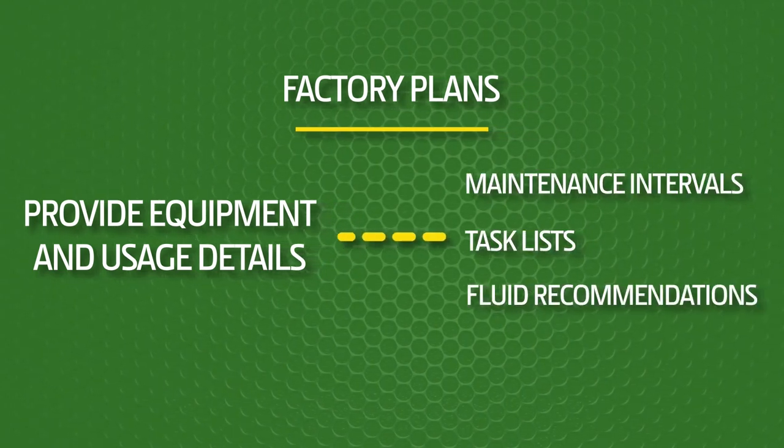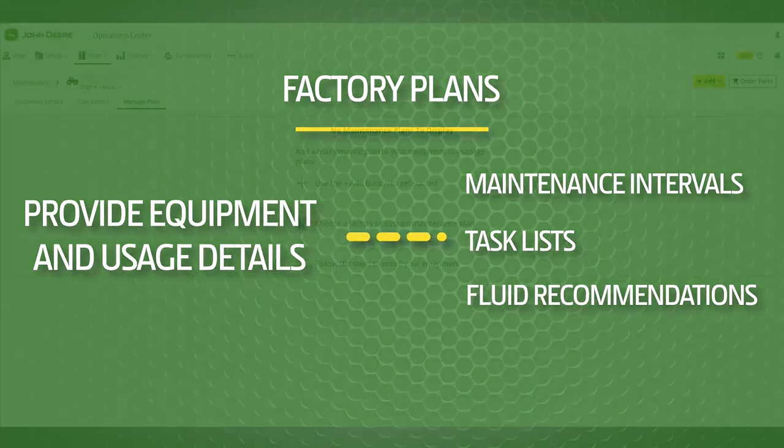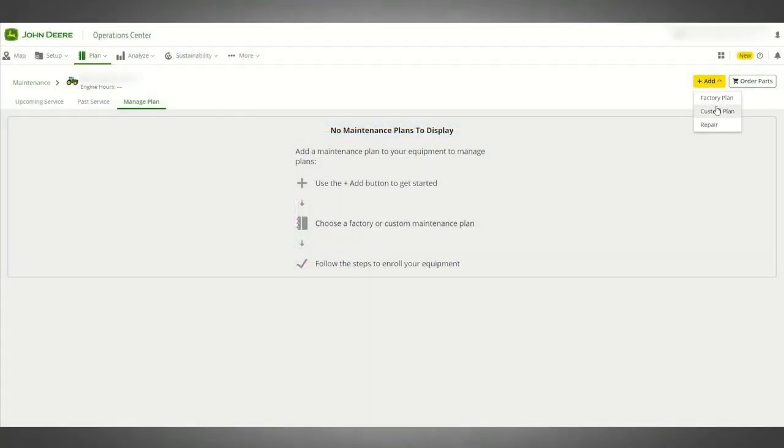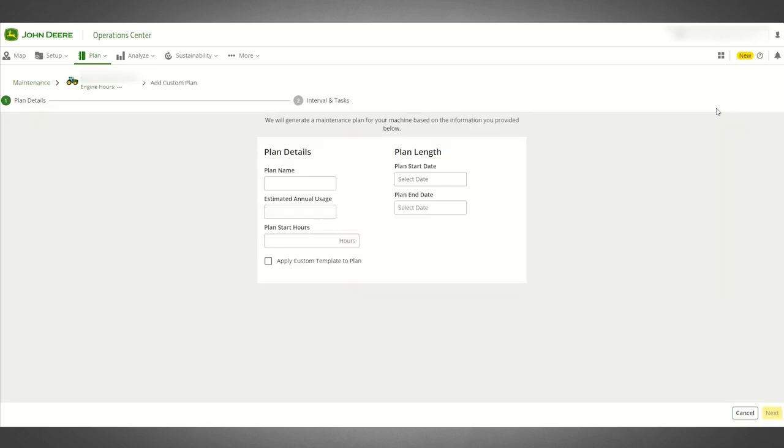Custom maintenance plans are also available, and these plans enable you to create your own maintenance intervals and task lists for any equipment that you rent or own, John Deere branded or non-John Deere branded, connectivity capable or not. Custom maintenance plans that you create can be saved as templates so that you can quickly and easily reuse them by applying them to additional machines.